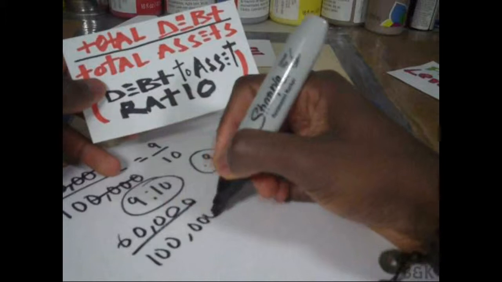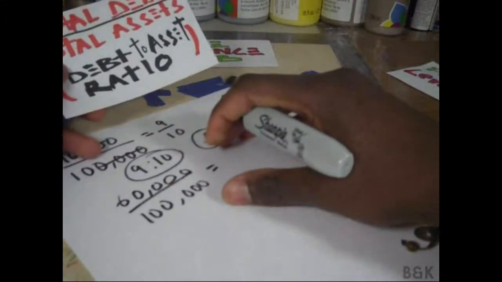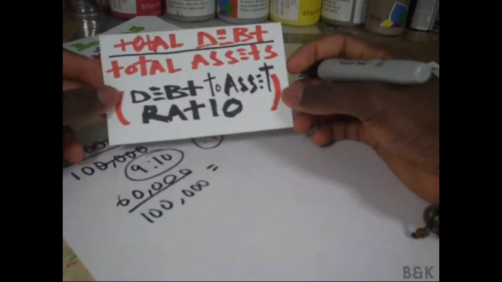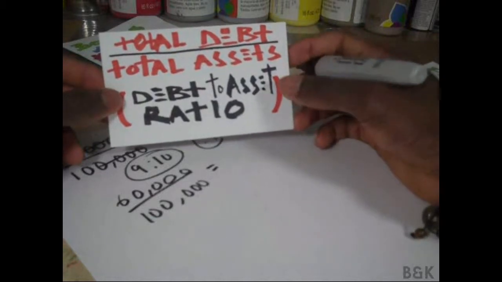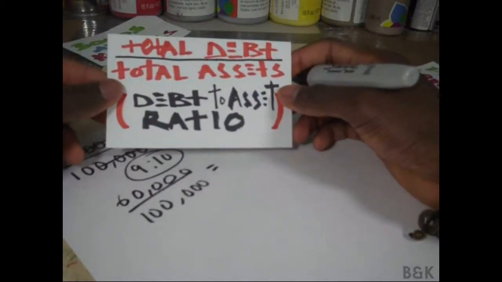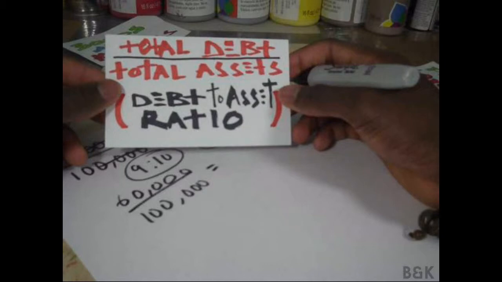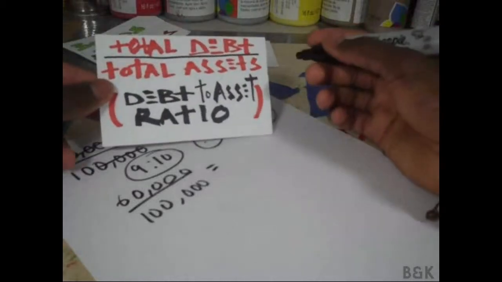So what does this tell you? Okay, because the key here is for you to understand what's going on. Debt to asset ratio. Debt is 60,000 and assets 100,000. It means we have $100,000 worth of stuff and we owe $60,000. I feel more comfortable with this.